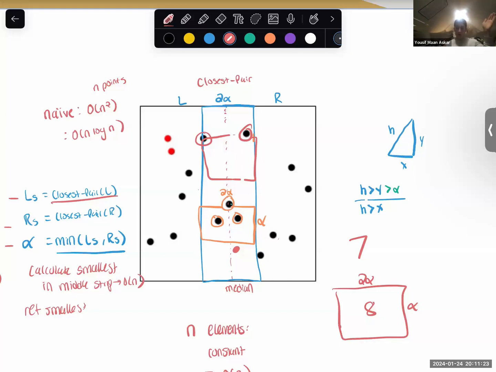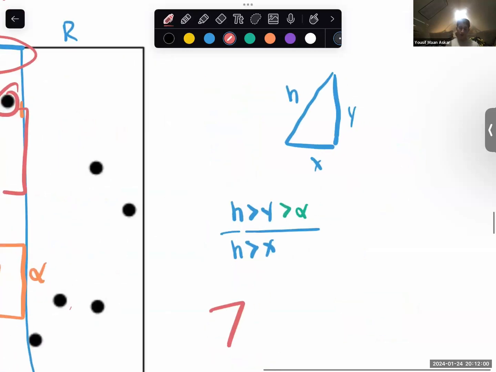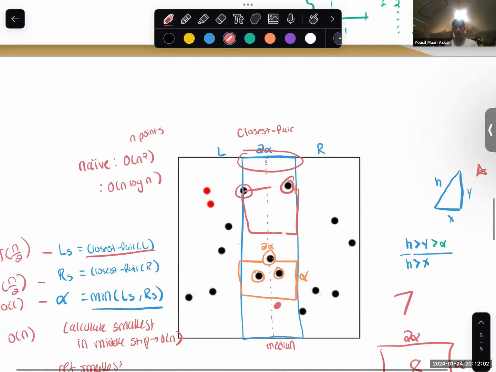So we got the smallest from the left using recursive strategy. We got the smallest on the right using recursive strategy. Now we have to figure out the middle. When we figured out the middle, we realized the only points we have to consider from the left and the right are those that are within alpha distance, because if they're outside that alpha distance, they're going to have a distance greater than alpha. Likewise, within this strip that we created, we don't have to compare every single point, because if their y distance is greater than alpha, that means their overall distance, because of how right triangles work, is going to be greater than alpha as well.